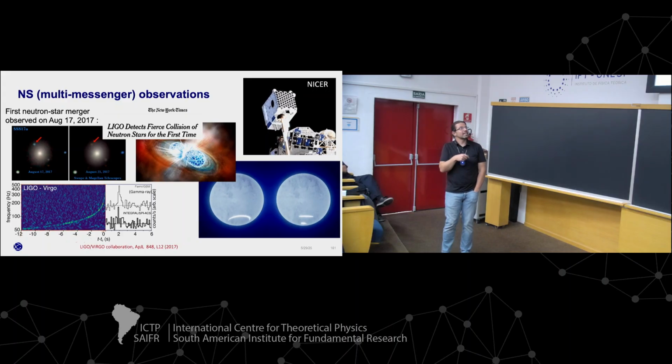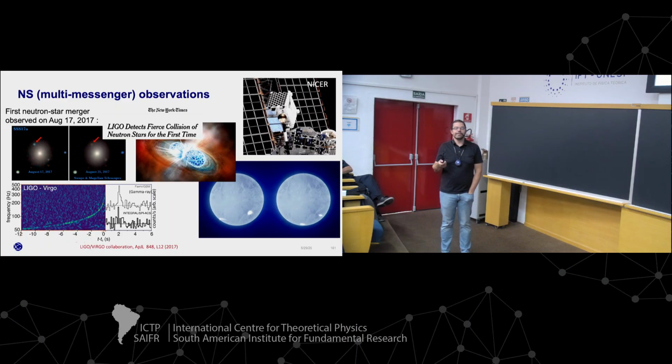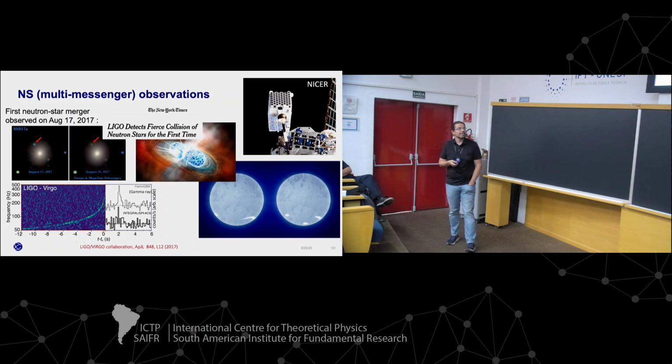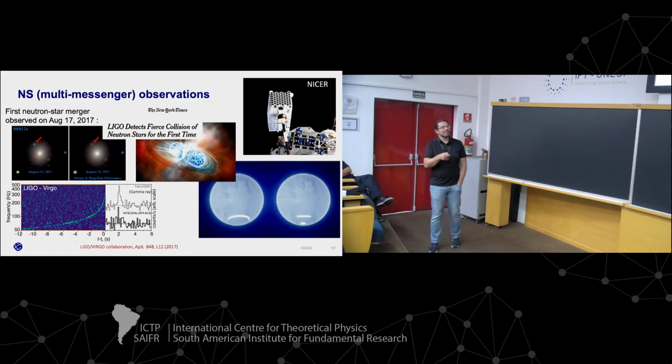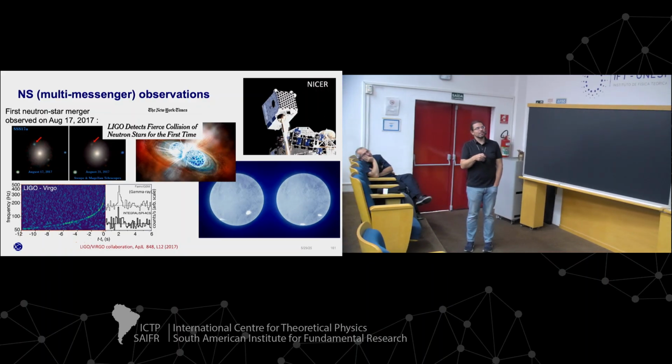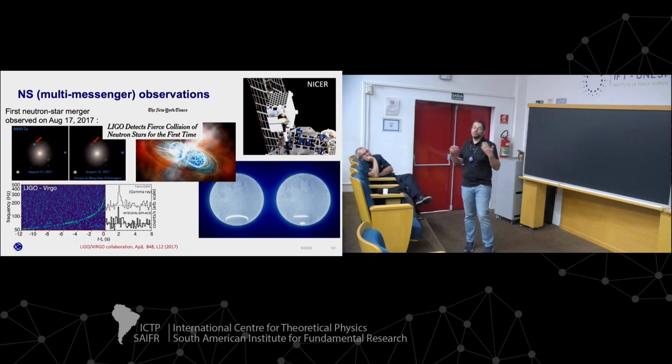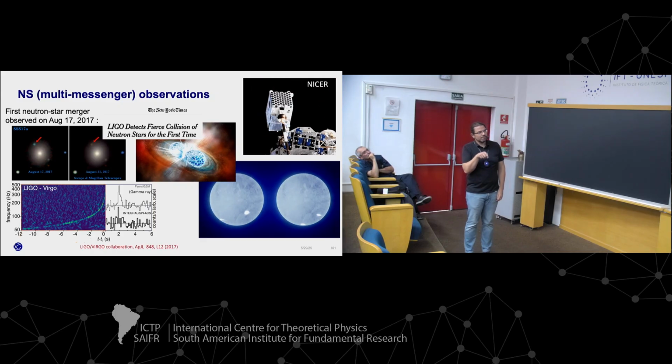Okay, and then there's another observatory that also provided us with interesting information, which is called the Neutron Star Interior Composition Explorer, NICER. It's like this thing is as large as a washing machine. It's on board the International Space Station, and it's basically an X-ray telescope looking at rotating neutron stars and trying to measure the X-ray emission of these stars. And I will talk a little bit more about how they use this to constrain properties of neutron stars later.